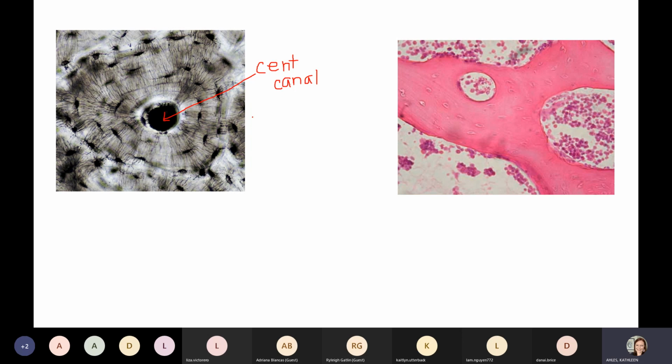Making those tree rings around the central canal are these other spots that we see here. These are the smaller spots. The smaller spots are called lacuna. Now, what I want you to write for yourself, next to the word lacuna, is that a lacuna is a home.